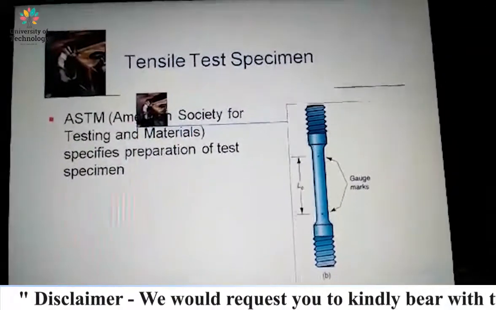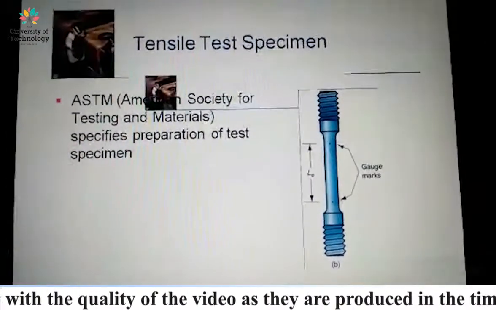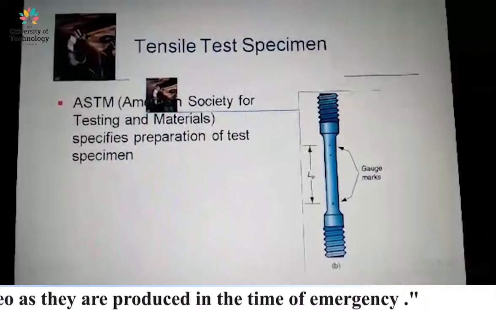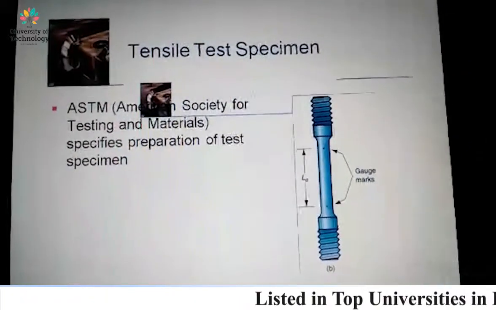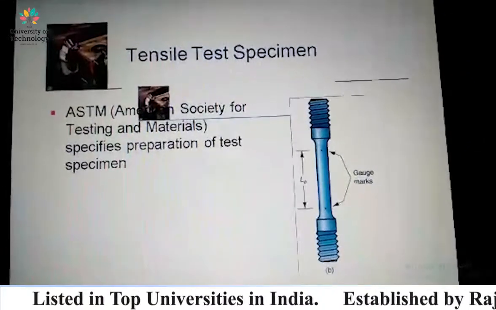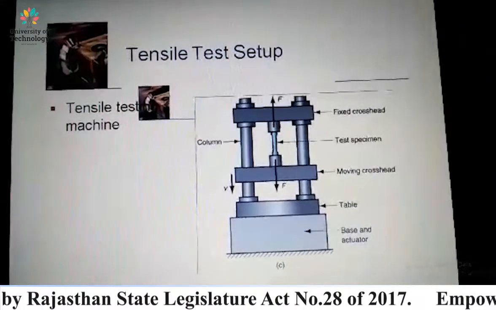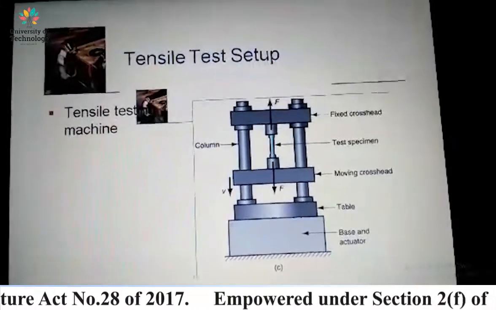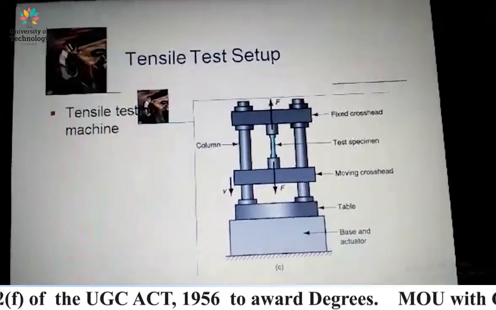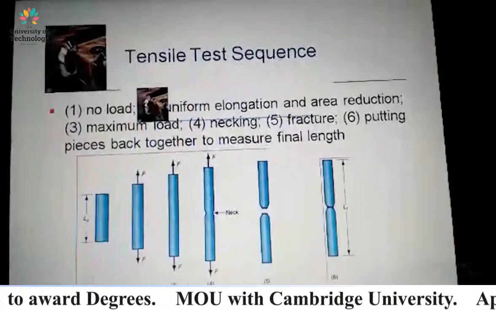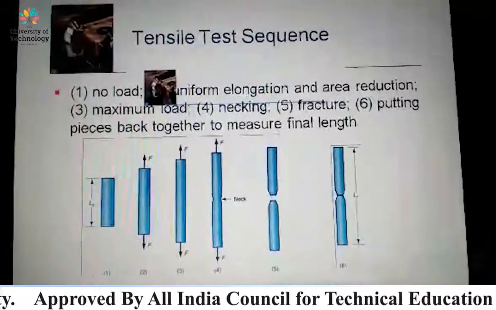You can see these figures, and ASTM, that means American Society for Testing and Materials, specifies preparation of the test specimen, right? In the middle section are the gauge marks, right? This is the tensile test setup, the tensile test machine. You can see this machine, and in this machine we do the tensile test. Next, the tensile test sequence, right? These are the figures of the tensile test sequence.